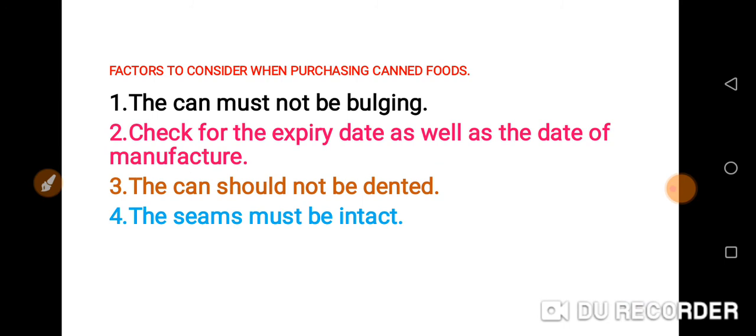Now we have some factors to consider when purchasing canned foods. The first one, the can must not be bulging. Two, you need to check the expiry date as well as the date of manufacture. Three, the can should not be dented. The fourth one, the seams must be intact.